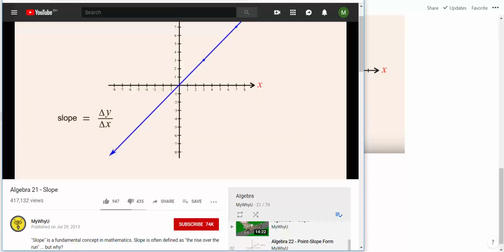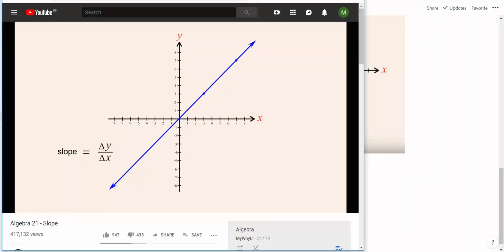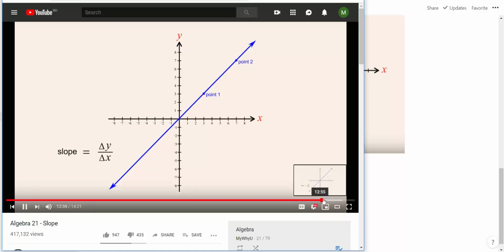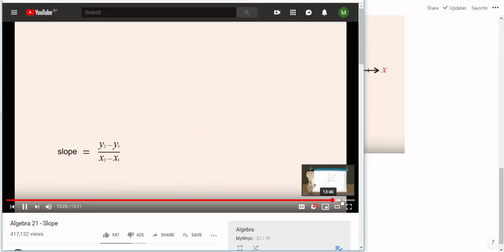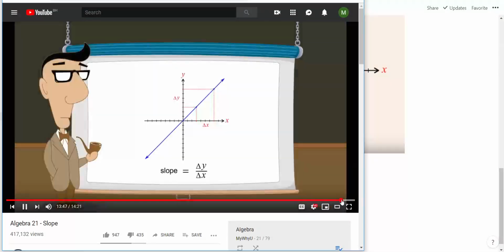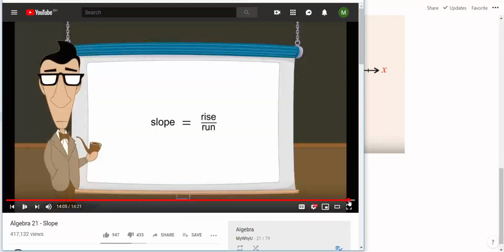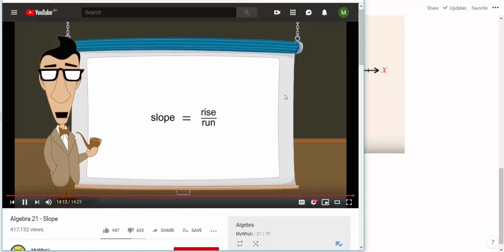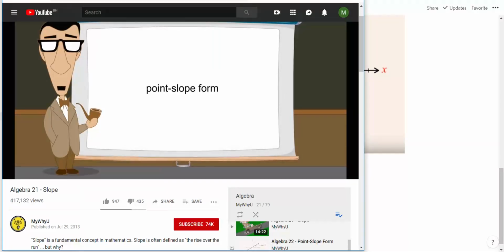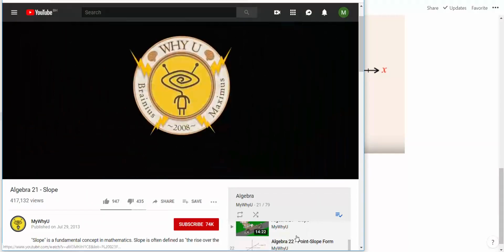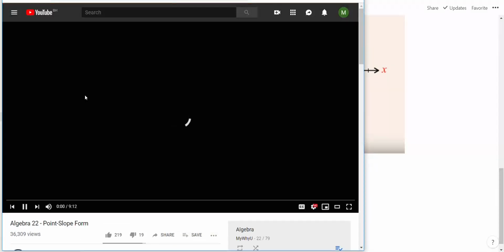As a general example, let's call the left point point 1 and the right point point 2. We will refer to the coordinates of point 1 as x1, y1, and point 2 as x2, y2. The change in y is y2 minus y1. This is the general form referred to as the rise. In the next lecture, we will use this formula for slope to create a different form of the equation for a line called the point-slope form.